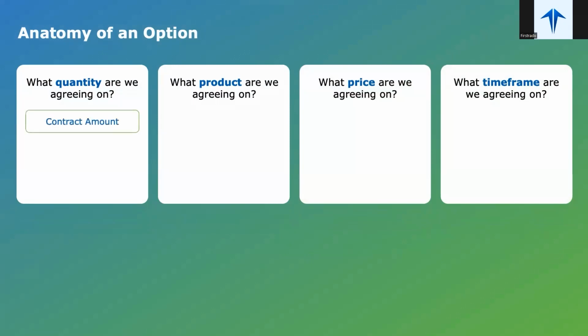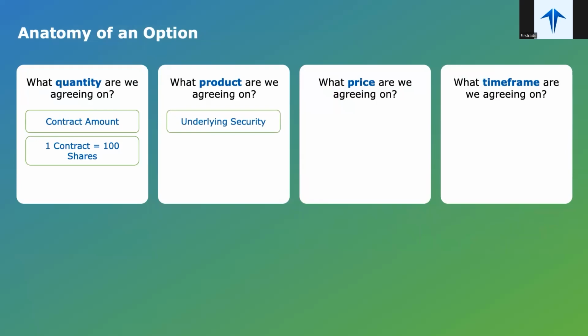So the quantity is the contract amount. In our previous example, we had one contract, but within the terms, it represented 100 shares. That's generally how options work: one contract always represents 100 shares, controlling ownership of 100 shares of either buying or selling. The product is the underlying security, and that can be a variety of things. It can be a stock, an exchange traded product, which means a note or a fund, an index, a currency, a commodity, or even futures contracts. Lots of products can be associated with it.